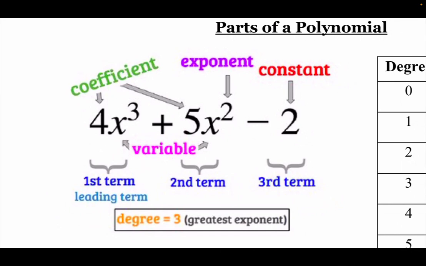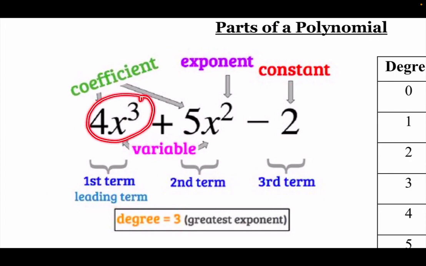Leading term, okay, so this is the big one here, because they're gonna ask you for a leading term. The leading term is the term that has the highest power. X to the third is the highest power. That's why this one is the leading term. So the leading term is the one that has the biggest power. Who has the biggest power? This one here, 4x to the third. That's the leading term, because they'll ask you, what's the leading term?